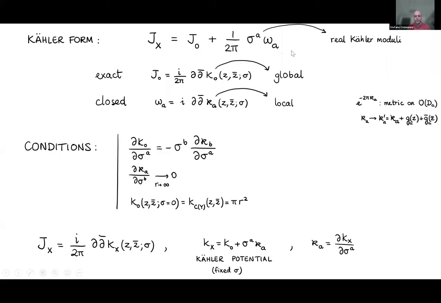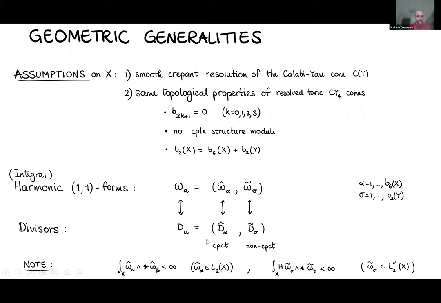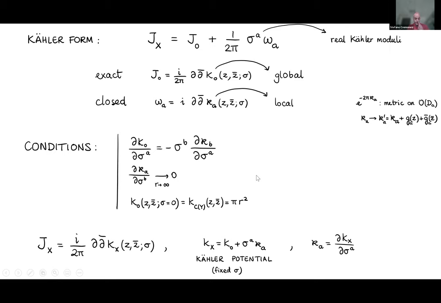Sigma A here are the real Kähler moduli, and omega A are precisely these harmonic (1,1) forms that I introduced in the previous slide. And they are closed, they're not exact, and so they can be written as a del del bar of some locally defined potential kappa A, which once exponentiated can be thought of as a metric on the line bundle associated to the corresponding divisor D_A. And since they're locally defined, they will have transition functions when we move to a different patch. And here's how they transform.